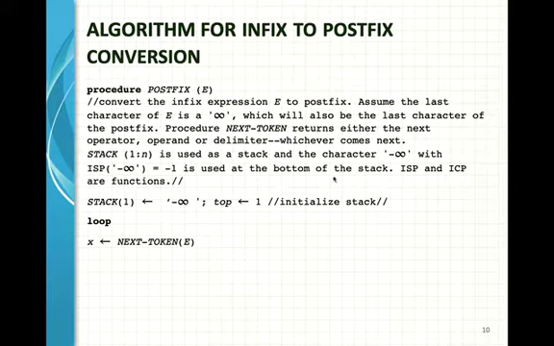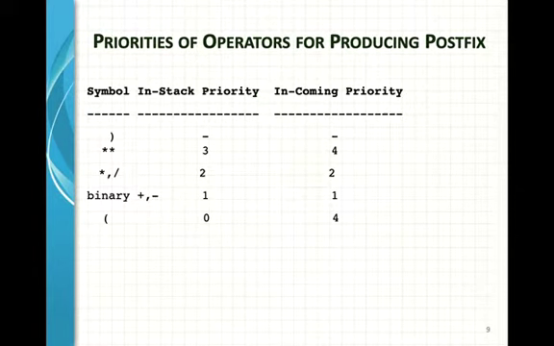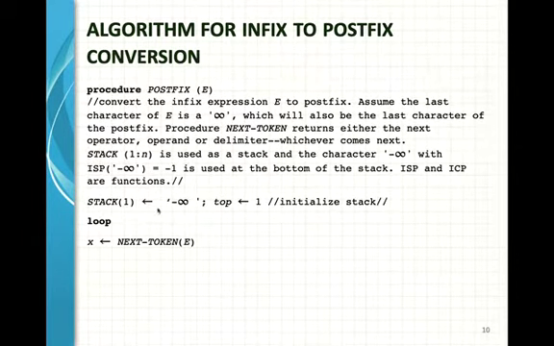ISP and ICP are two functions. These functions return the priority values from the previously set table. Initially the stack is initialized with a very negative value, that is minus infinity, and top is now 1, the first position. So the loop starts here, and into x we take the next token from the expression.